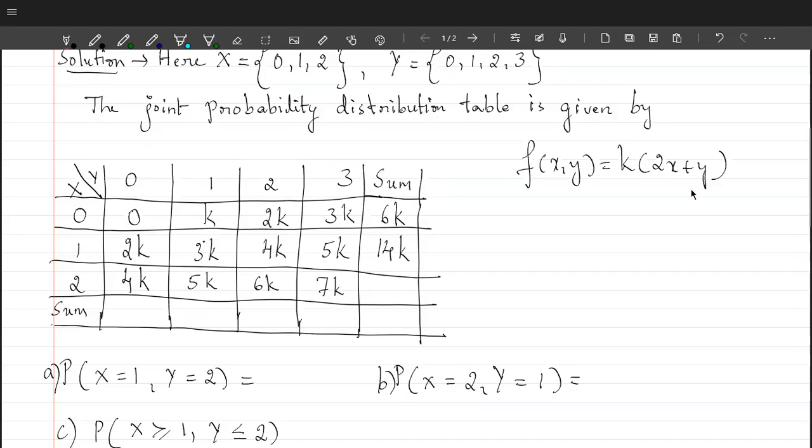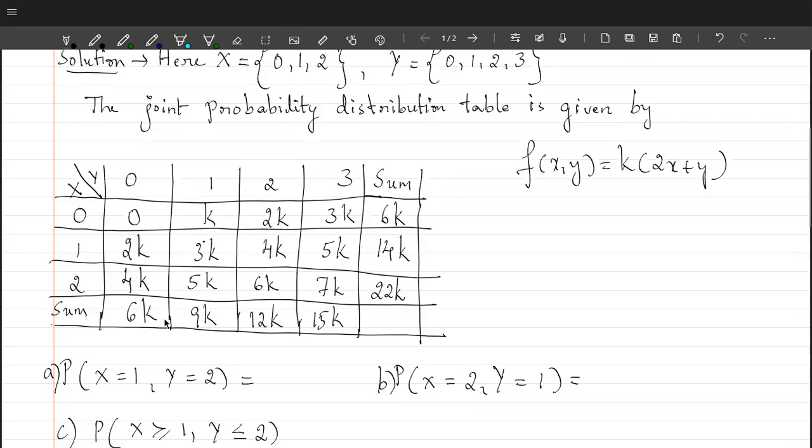Similarly, using the same formula, you can compute the values in this row also. I have already done that. So your entries here will be 4 plus 5, 9, 9 plus 6, 15, 15 plus 7, you get 22k. So we have the row sum values. Let's calculate the column sum values. You get 6k. Here you get 5 plus 3, 8 plus 1, 9k. Here you get 6 plus 4, 10, 12k. Then you get 5 plus 7, 12, 12 plus 3, 15k.